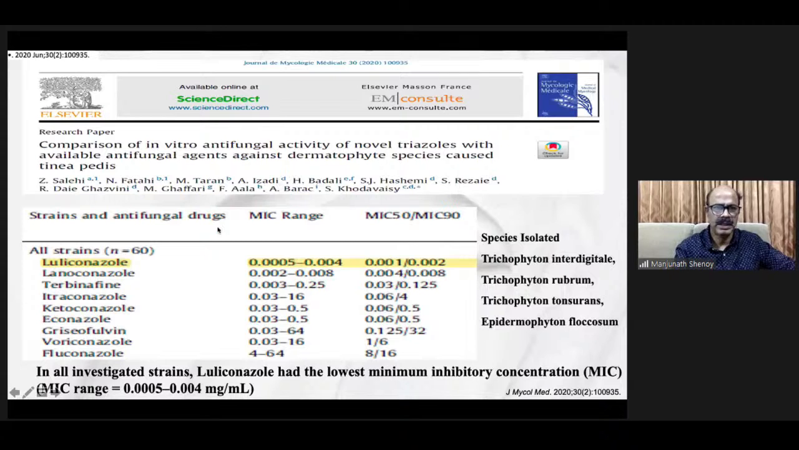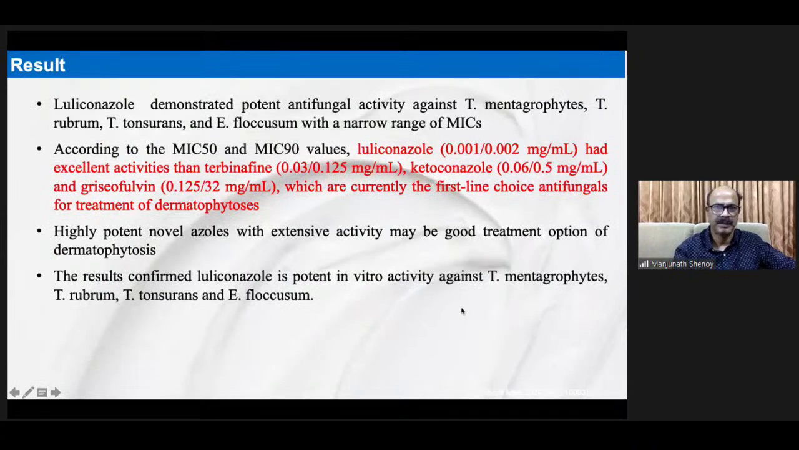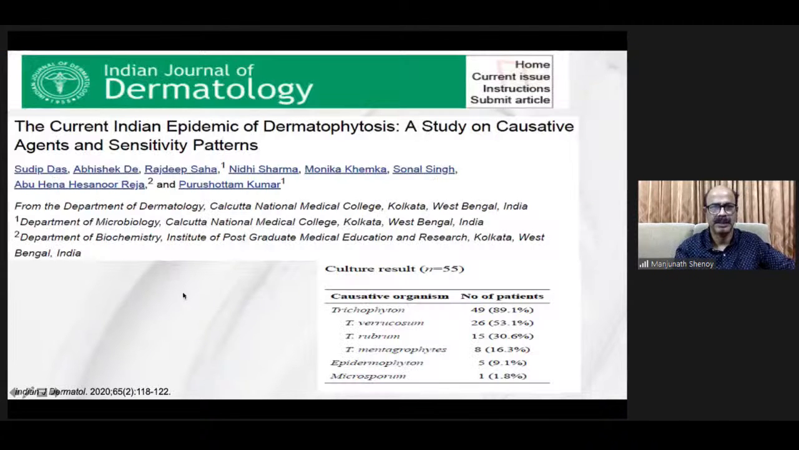So yet another study, an in vitro study, wherein you see this again. The MIC values are much lower as compared to all other topical and even systemic antifungals. When it comes to systemic antifungals, you can see itraconazole has got the lowest MIC values against common species like Trichophyton interdigitale, rubrum, tonsurans, and Epidermophyton floccosum. So MIC 50 and 90 values for luliconazole had excellent activities than terbinafine, itraconazole, griseofulvin, indicating luliconazole is more efficacious, more potent compared to other drugs.